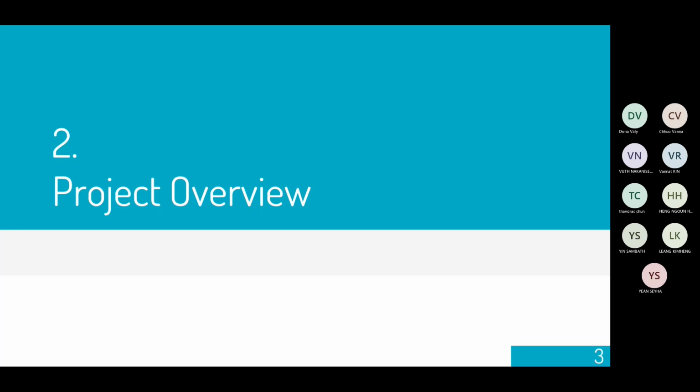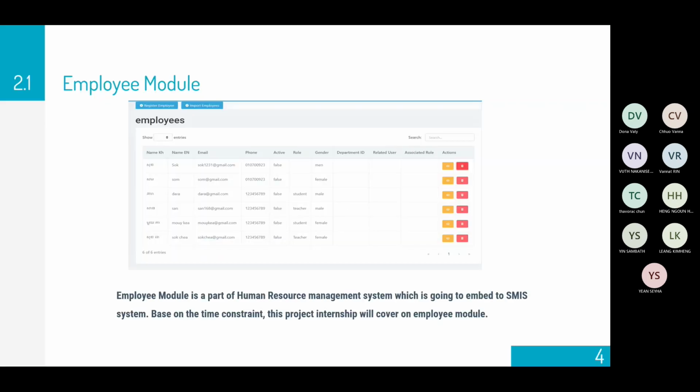2. Project overview. 2.1 Employee module. What is the employee module? The employee module is a part of a human resource management system which is going to be embedded into the Smith system. Based on the time constraint, the internship project will cover the employee module. This module has such functions: register, update, delete, import employee data, filtering and searching the employee data.